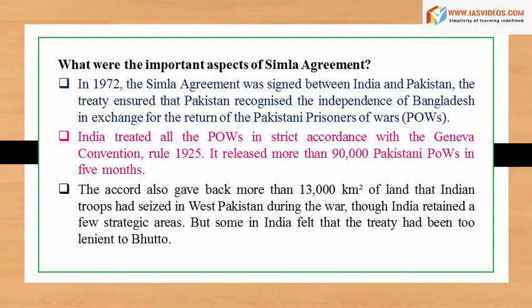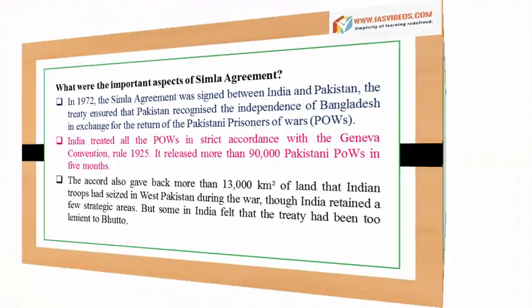The accord also gave back more than 13,000 square kilometers of land that Indian troops had seized in West Pakistan during the war, though India retained a few strategic areas. But some in India felt that the treaty had been too lenient to Bhutto.